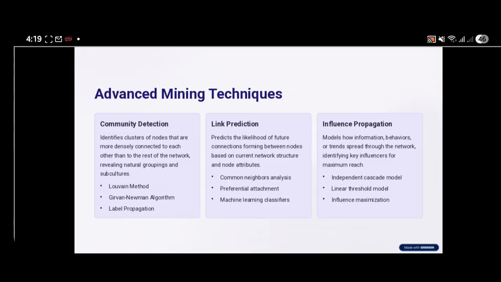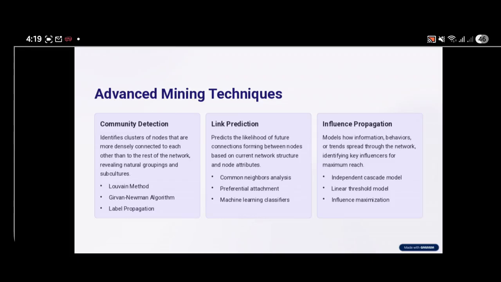And now let's talk about the advanced mining techniques. Beyond centrality, we get into more advanced mining techniques. First is community detection. This is essentially an automated way to find cliques or subcultures. It uses algorithms to identify clusters of nodes that are much more densely connected to each other than they are to the rest of the network. Algorithms like the Louvain method or the Girvan-Newman are used to find these natural groupings.